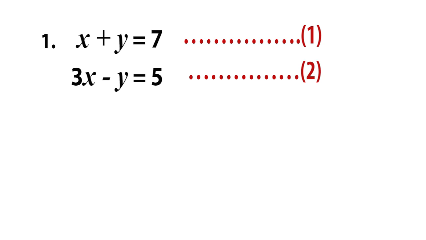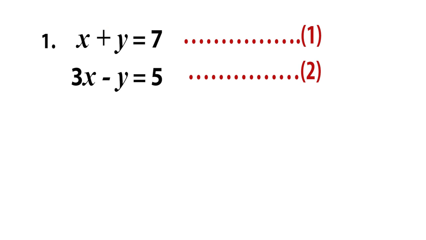Now take a look at the coefficient of y. It is the same in both equations, which is 1. Also, the signs of the variable y are different. In equation 1, it is plus, and in equation 2, it is minus. And this is getting more interesting.